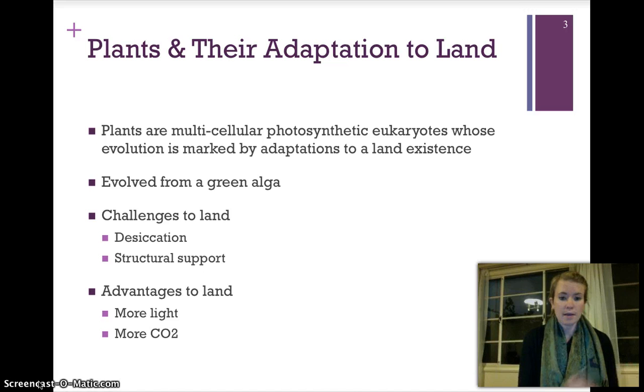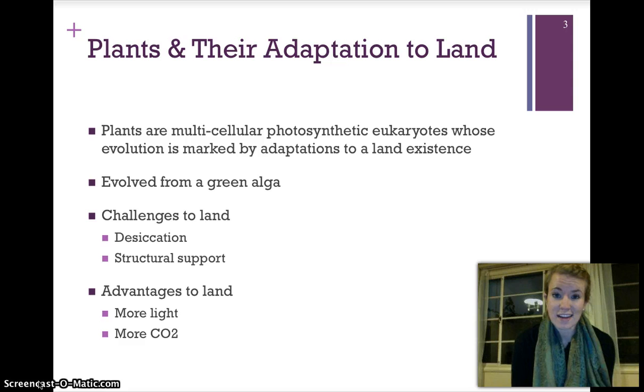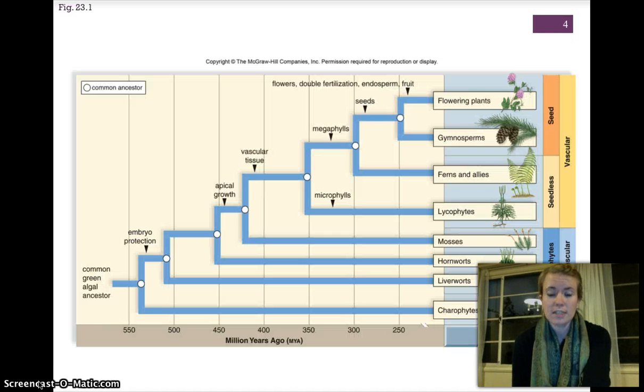Another one is more CO2. You're in the air, and plants are using CO2 all the time to do photosynthesis. Now you've removed the water factor, so you have constant access to CO2. It's present in higher concentrations in air, and it diffuses a ton more in air than in water, just like oxygen. So it was really advantageous to plants to move on to land, despite the challenges.